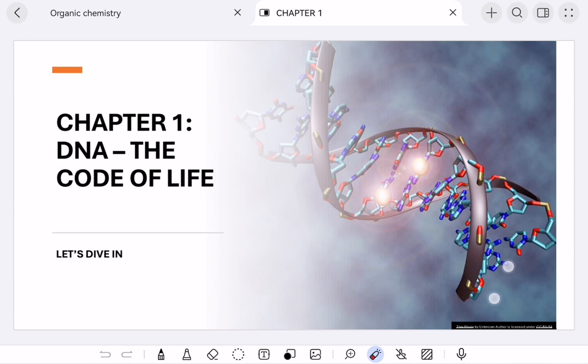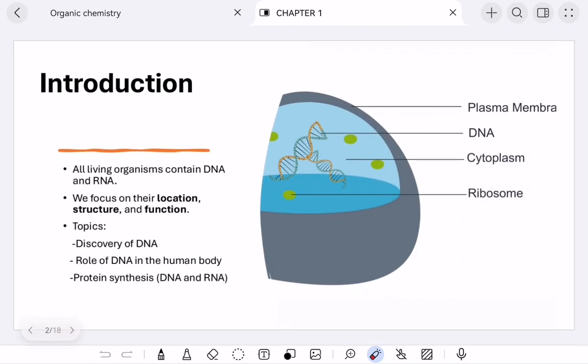Today, we are diving into the world of DNA, which is chapter 1 in your life science curriculum. So, we will break down everything that you need to know about DNA and RNA, from their structure and location to how they run the show in your cells. We will cover the discovery of DNA, its role in the human body, and the magic of protein synthesis.